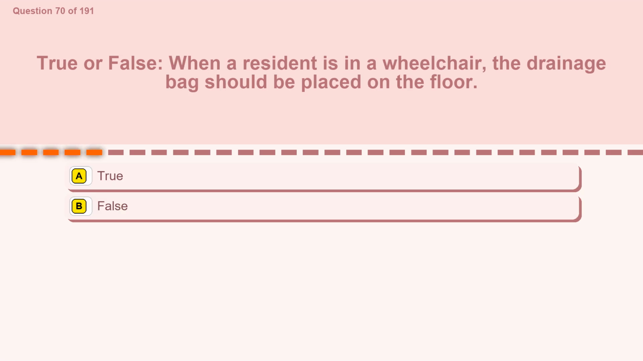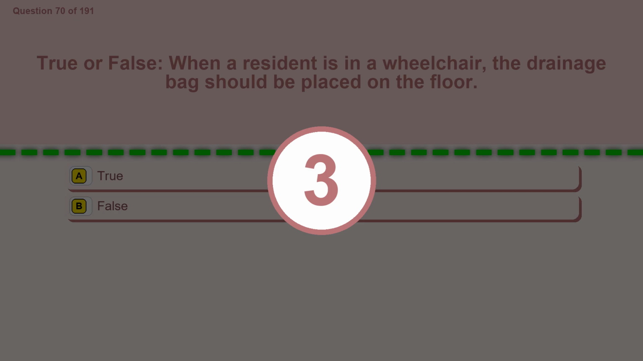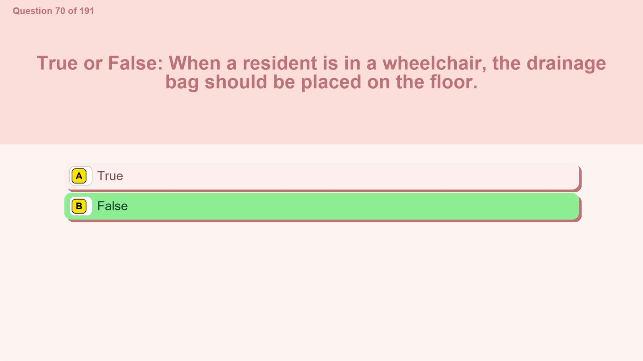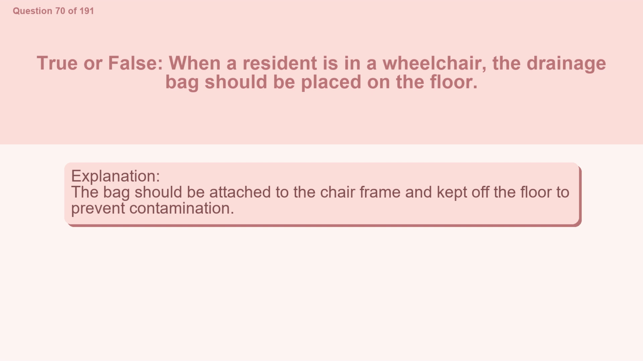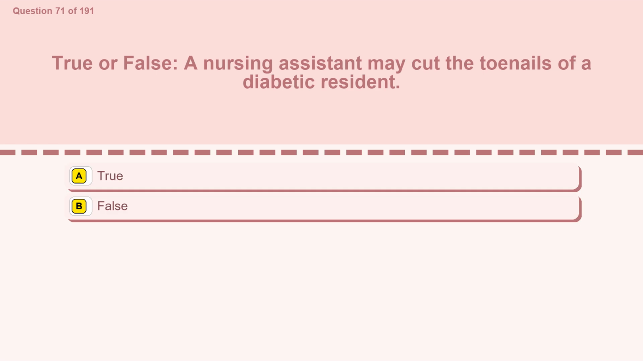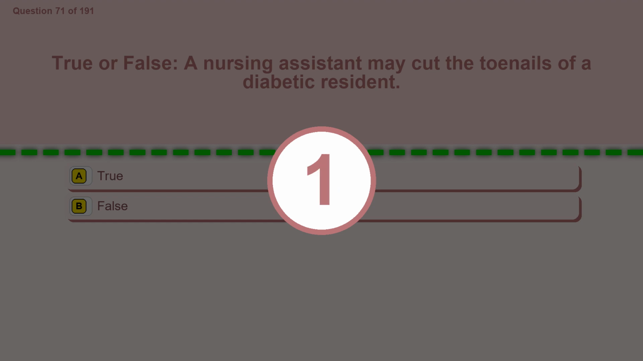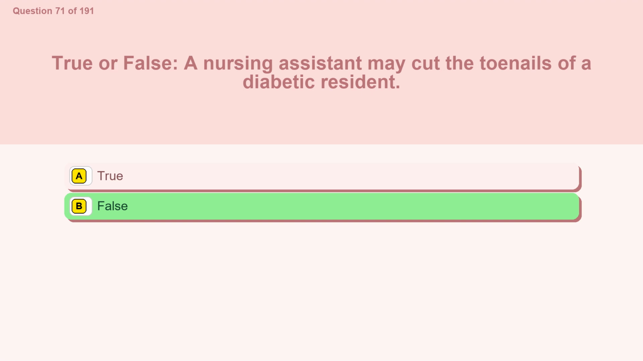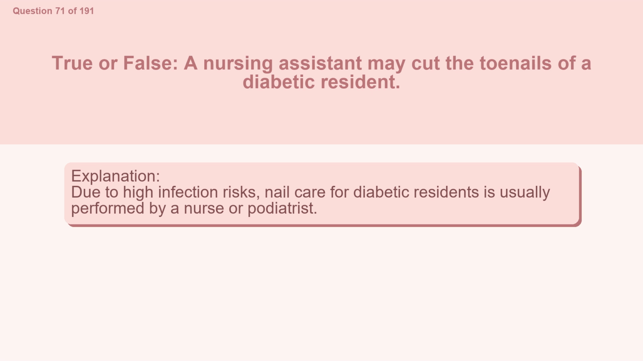Question 70. True or false, when a resident is in a wheelchair, the drainage bag should be placed on the floor? Option A, true. Option B, false. The correct answer is option B, false. The bag should be attached to the chair frame and kept off the floor to prevent contamination. Question 71. True or false, a nursing assistant may cut the toenails of a diabetic resident? Option A, true. Option B, false. The correct answer is option B, false. Due to high infection risks, nail care for diabetic residents is usually performed by a nurse or podiatrist.